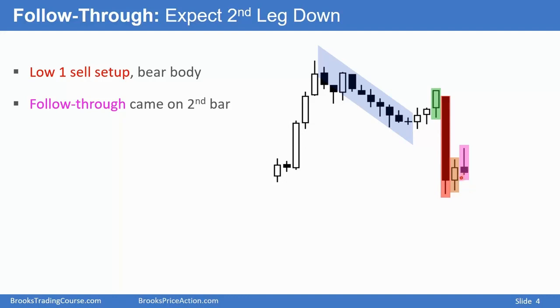Here we have a bear bar closing on its low, and it's a low one sell signal bar. The high of the bar stayed below the low of this higher low, so we have a gap. That also increases the chances that we're going at least a little bit lower.